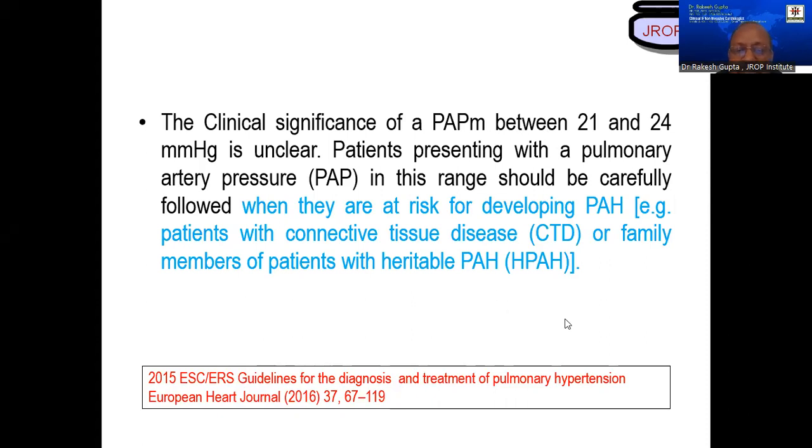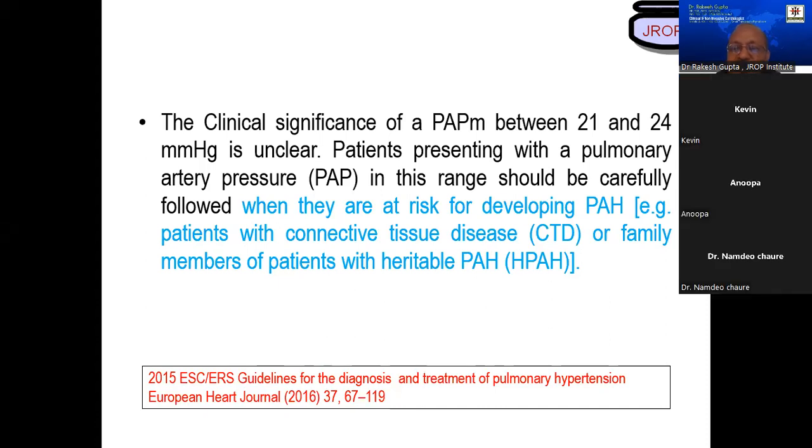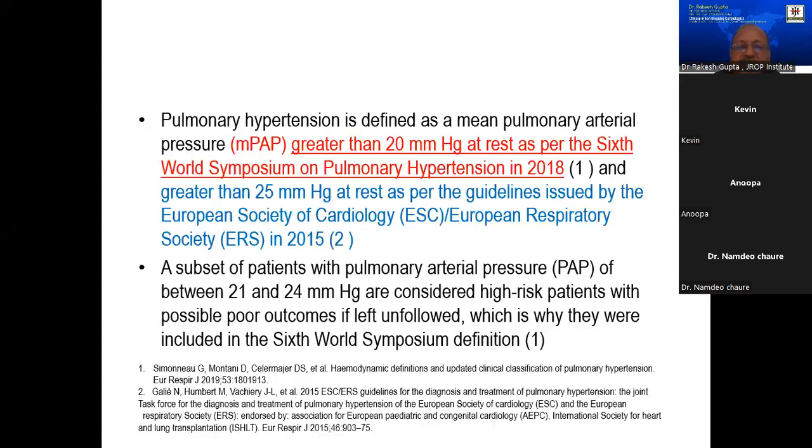So if you find a patient in whom you expect pulmonary artery pressures to be on the higher side, but you can't find them on the higher side, and they're normal between 21 to 24, at that time you should always look for a follow-up of these patients subsequently. And when is the follow-up? Almost every year.